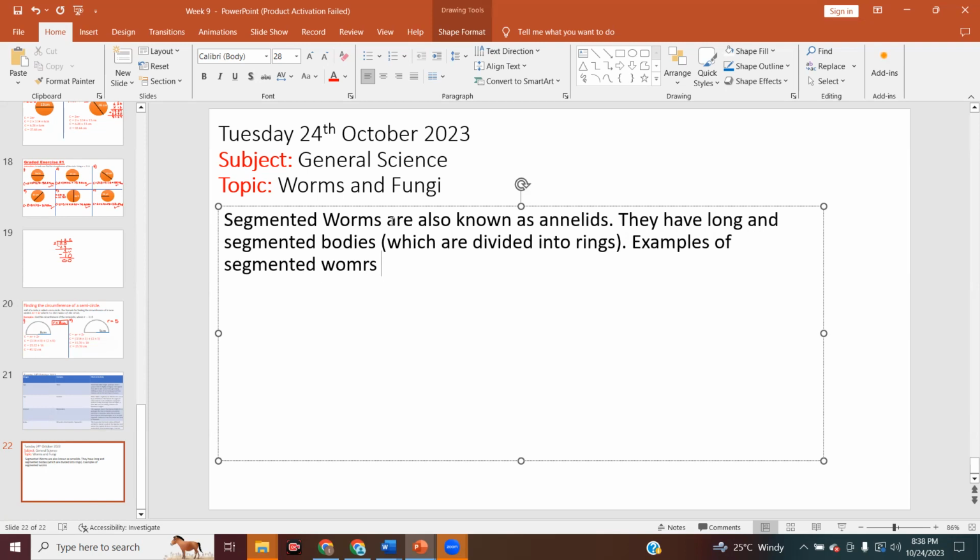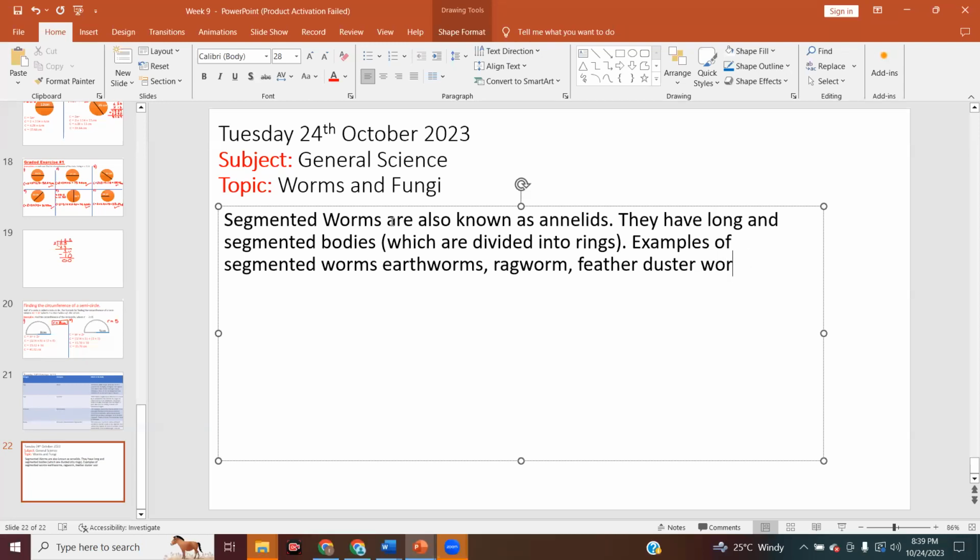would be, has anyone ever heard about the earthworm? Yes, sir. Earthworm, right? What else? Anyone ever heard about tapeworm? Okay, tapeworm is not a segmented worm, but earthworm is a segmented worm. So we have ragworm, we have feather duster worm. And so those are some examples of your segmented worms.